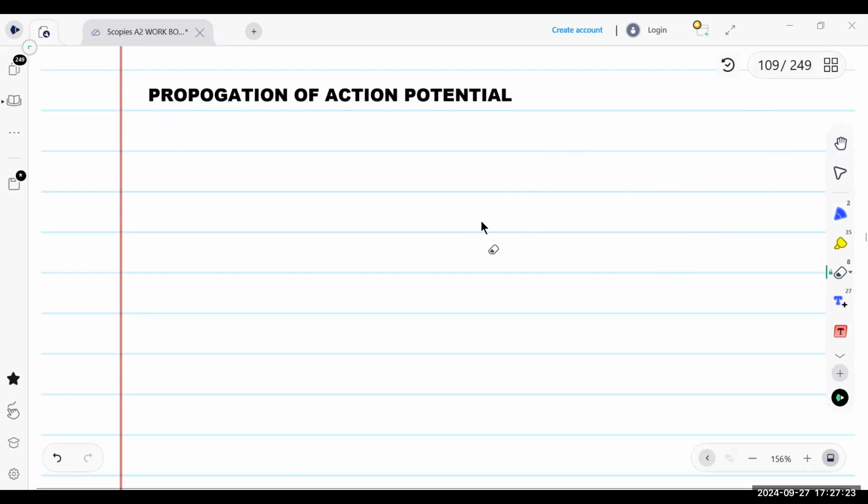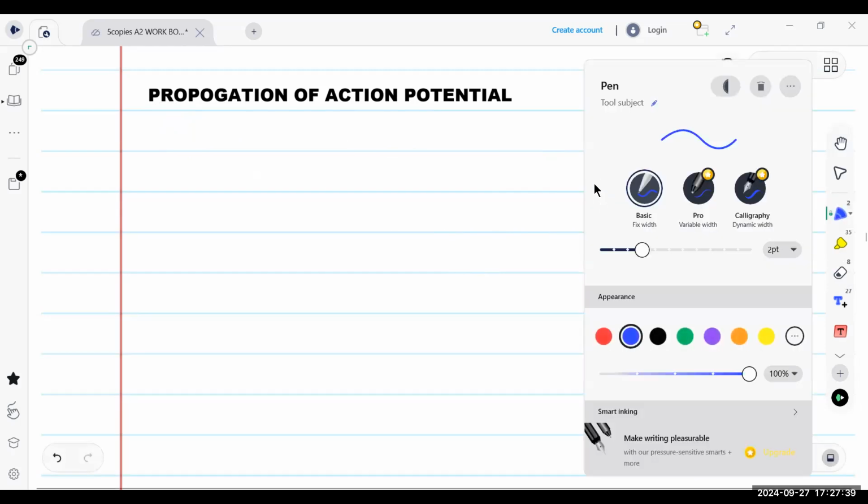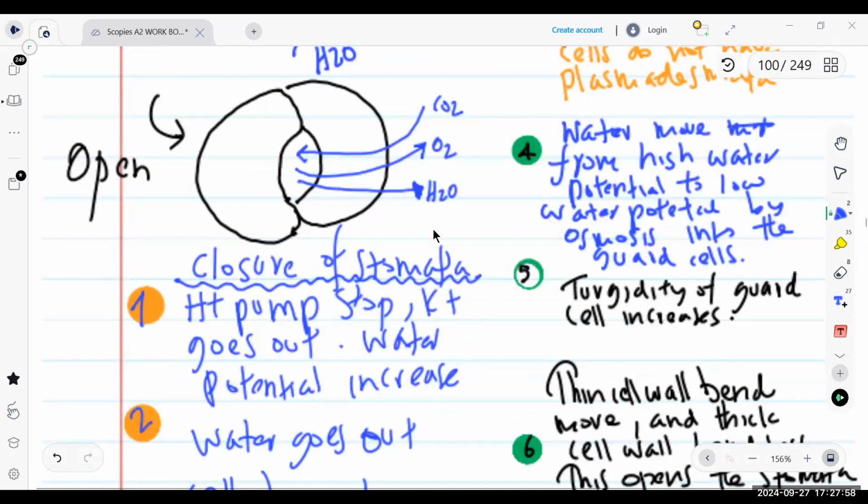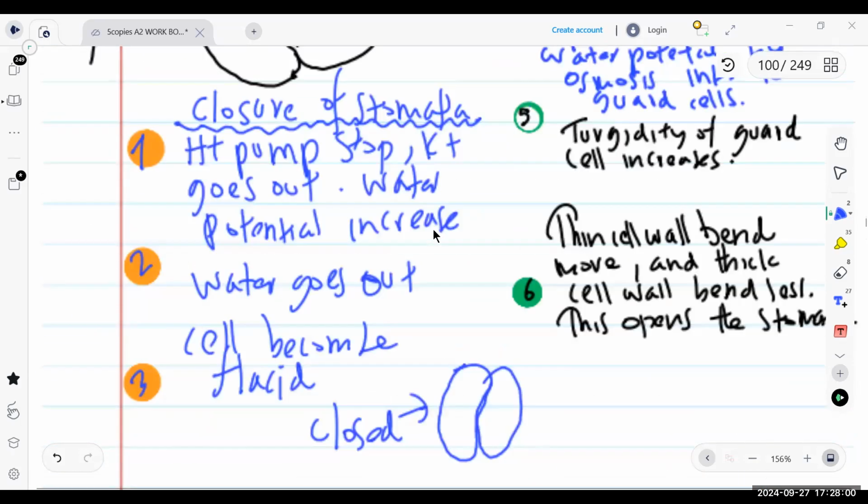Okay, now we're going to learn here how action potential transmits across the membrane. There are two types of neurons we can find, based on the absence or presence of Schwann cells. First we're going to learn the nerve which does not have Schwann cells. So what is a Schwann cell? A Schwann cell is a wrapping of the axons.